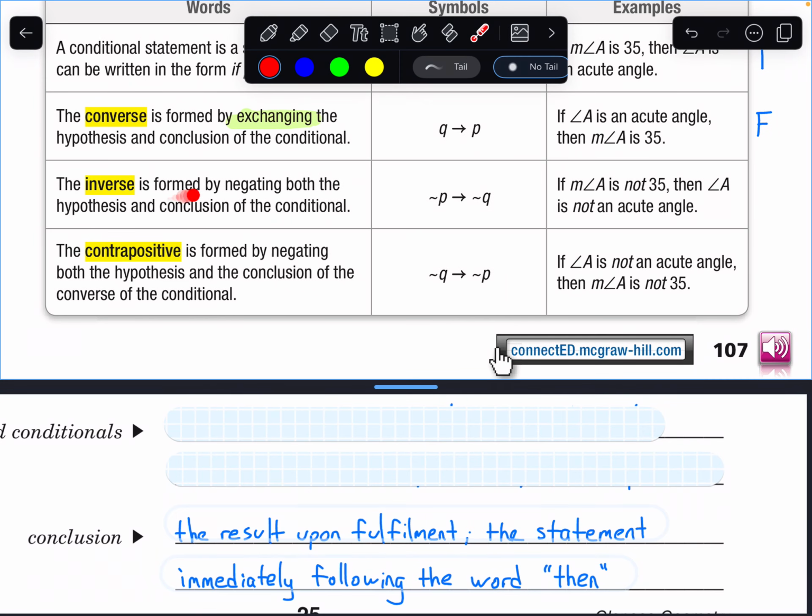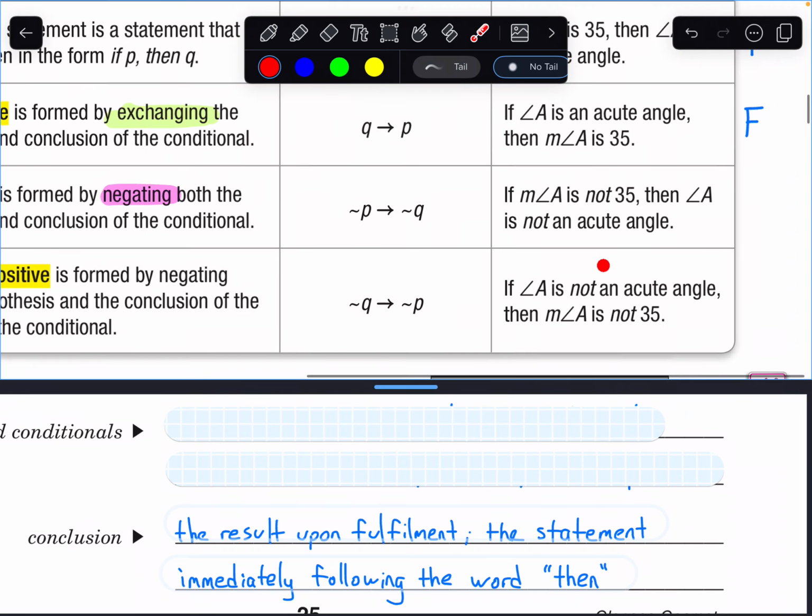The inverse is formed by negating both the hypothesis and conclusion of the conditional. Remember, to negate something means to give its opposite truth value using the word not. So not P implies not Q. For example, if the measure of angle A is not 35 degrees, then angle A is not an acute angle. While this is certainly possible, measure of angle A could still be 30 degrees or 40 degrees, and then it would still be acute. So this is also not guaranteed and is thus false.